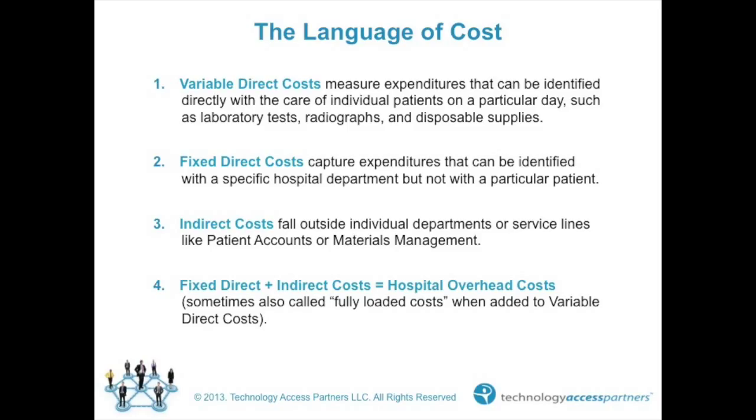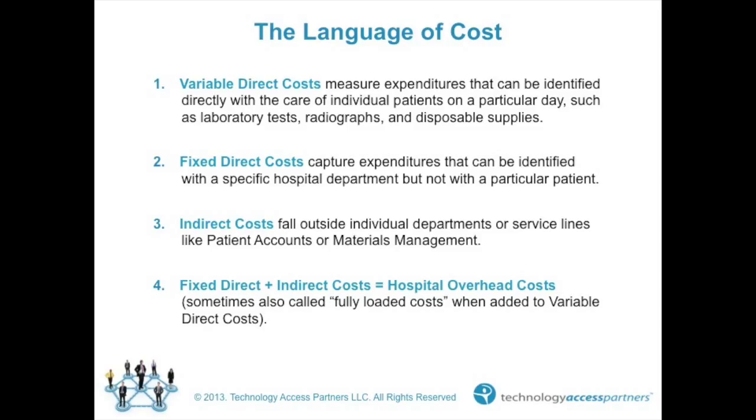Then you have fixed direct costs. Those are expenditures that can be identified with a particular hospital department, but not with a particular patient. Indirect costs fall outside those individual departments or service lines and account for things like patient accounts, materials management. So indirect costs are really those costs that are spread across the entire organization. If you combine your fixed direct and your indirect costs, you're getting your hospital overhead costs. And when those are added back to variable direct costs, they're often called fully loaded costs.